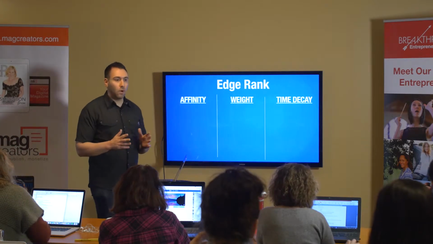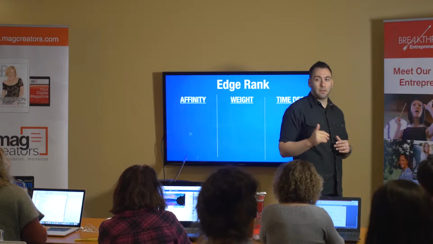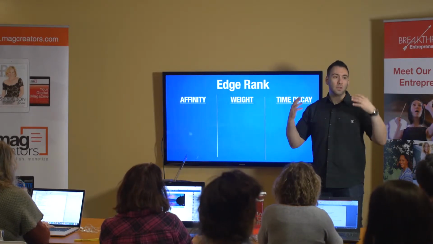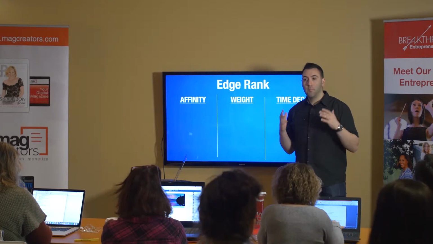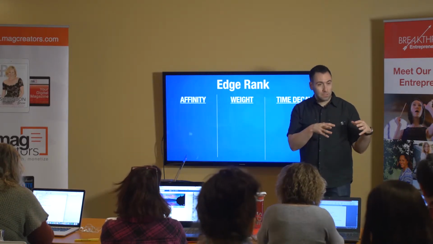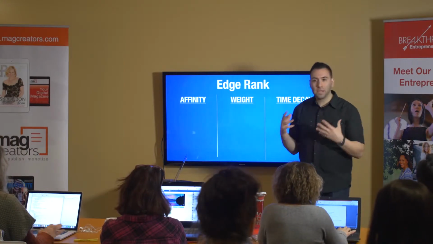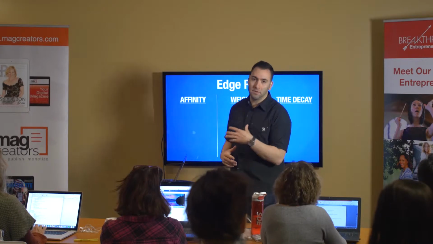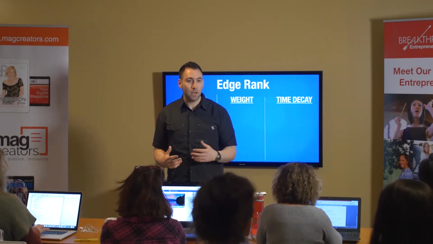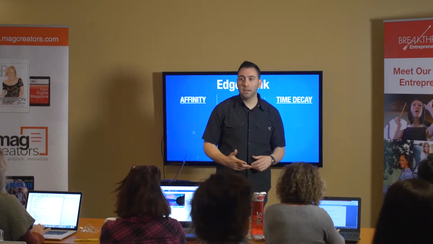So Edgerank was first announced by Facebook, I believe in 2008 or 2009. It was the first time they announced that there was an algorithm to which posts get seen by which friends, or which page posts get seen by which fans, okay? So there's a whole algorithm to this. If they showed everything to everybody, your news feed on Facebook would look like Twitter, right? Where Twitter shows everything to everybody, and it just moves so fast, right?